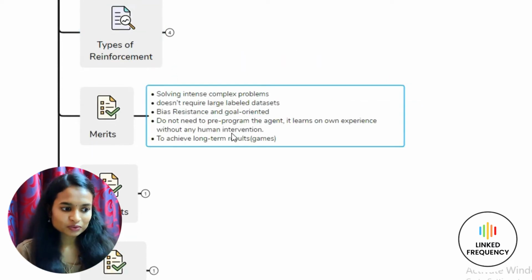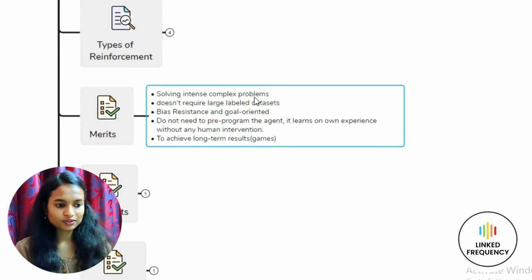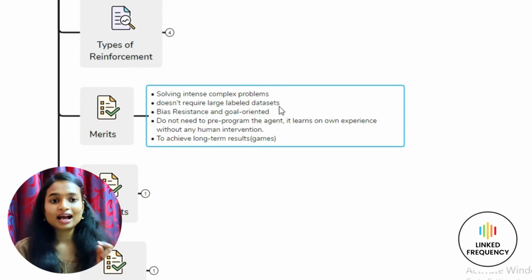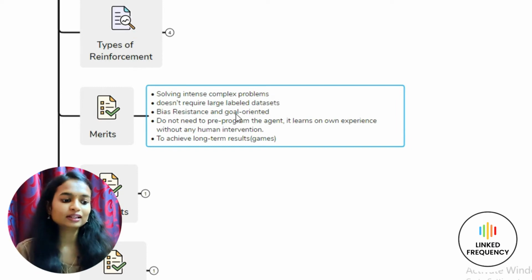First and foremost would be solving intense complex problems. Here what it is trying to indicate is, whenever the problem is huge or big enough and it requires a lot of data to solve that particular problem, then you can use reinforcement learning. This doesn't require large labeled datasets. As I was showing you in the workflow, there is no requirement of a labeled dataset, as the agent is trying to learn on its own based on its experiences. So this approach doesn't require any labeled dataset.